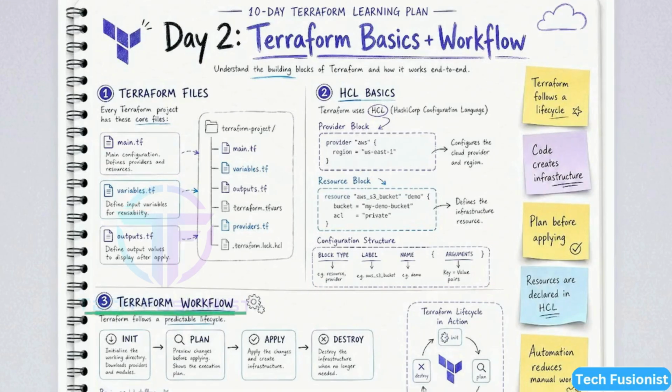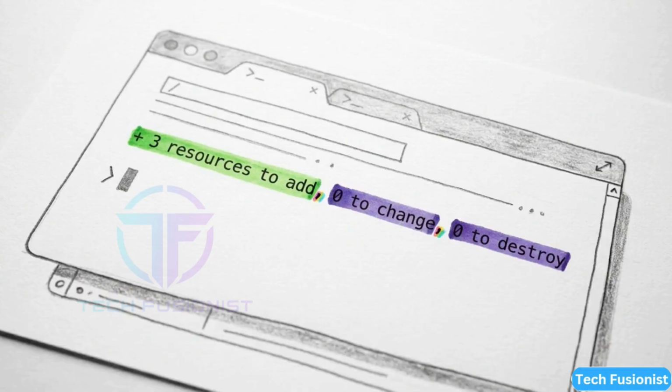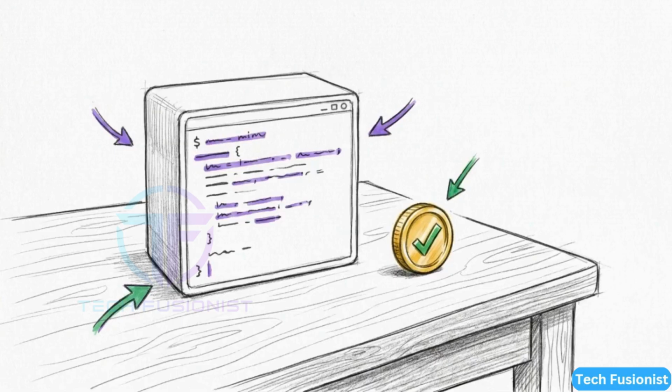Down in the workflow diagram, you see the actual process. You write your text, run a plan command to preview changes, and then run apply to officially build it. Because you always preview the plan first, there is zero guesswork. You know exactly what will be created or deleted before spending a single dollar.